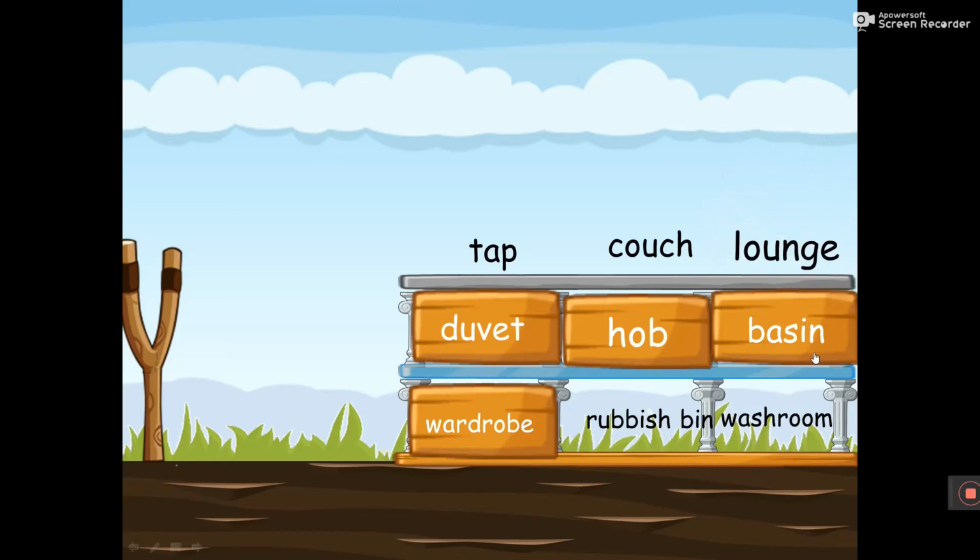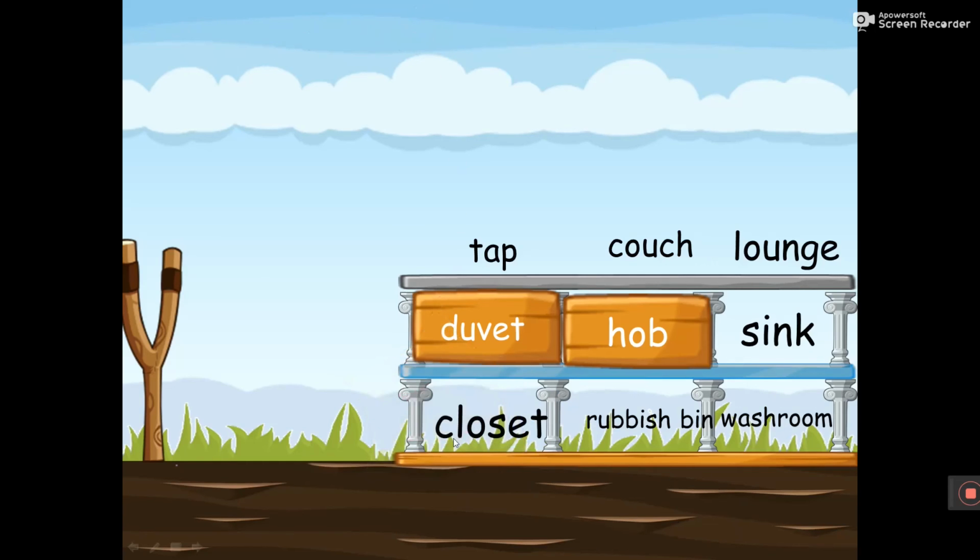Okay, let's try this one. Basin. Hey, that's a basin. That's US. What's the UK version? Guess now. 3, 2, 1. The answer was sink. Did you get it right? Okay, we're going over here. Wardrobe. Wardrobe. What a very English word. But what's the US word? 3, 2, 1. Guess now. Closet. They call it a closet.